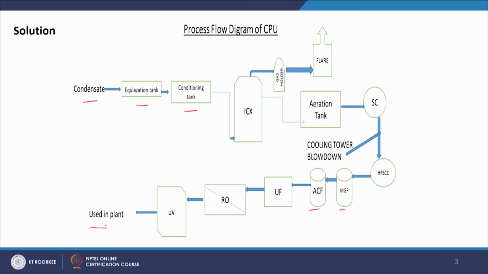So, we have to find out the dimension of this ACF and MGF, we have to find out the dimension of this SC secondary clarifier, and we also have to calculate the oxygen requirement in this aeration tank. So, these are the tasks we need to complete.